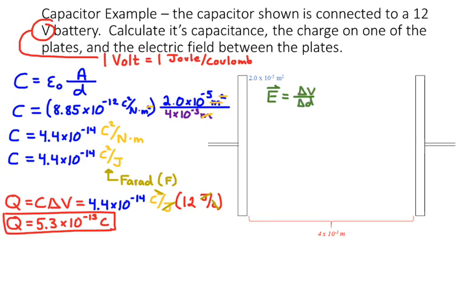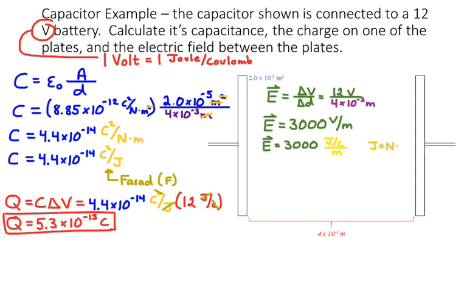To find the electric field, we can just substitute into that equation, delta V over delta D. So divide the 12 volts by the distance separating the plates, and we get a relatively large value, compared to the other things we're dealing with, of 3,000 for the electric field, and the unit is volt per meter. So remember again that a volt is a joule per coulomb, and then divide that by a meter. If we do some rearranging of what a joule is, Newton times a meter, so a joule over a meter would be the same as a Newton. So that part right there is a Newton.